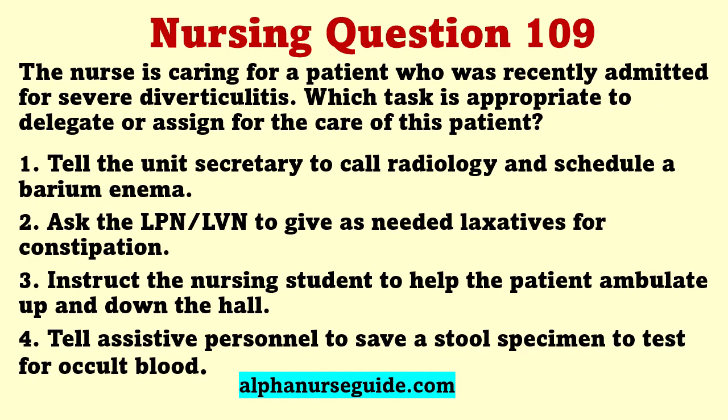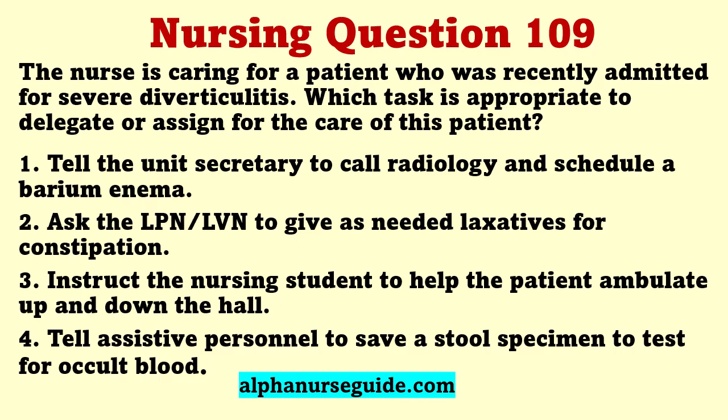The nurse is caring for a patient who was recently admitted for severe diverticulitis. Which task is appropriate to delegate or assign for the care of this patient? 1. Tell the unit secretary to call radiology and schedule a barium enema. 2. Ask the LPN/LVN to give as needed laxatives for constipation. 3. Instruct the nursing student to help the patient ambulate up and down the hall. 4. Tell assistive personnel to save a stool specimen to test for occult blood.